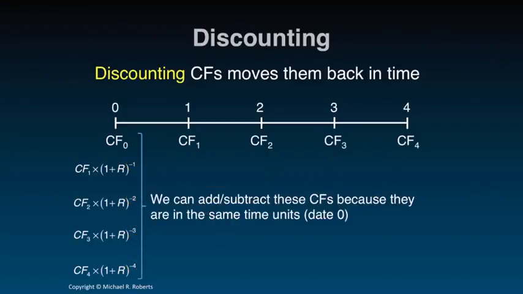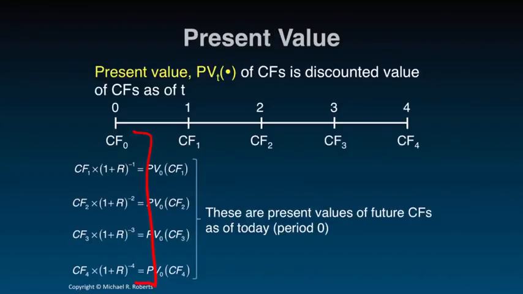Once I've discounted each cash flow back to today, I can add all of these numbers. They're all in the same time units, namely date 0 units. Let's get rid of this mess. These values of the future cash flows as of today are called present values. Present value of a cash flow is the discounted value of the cash flow as of period t, or in this case, period 0. And the notation is just that.